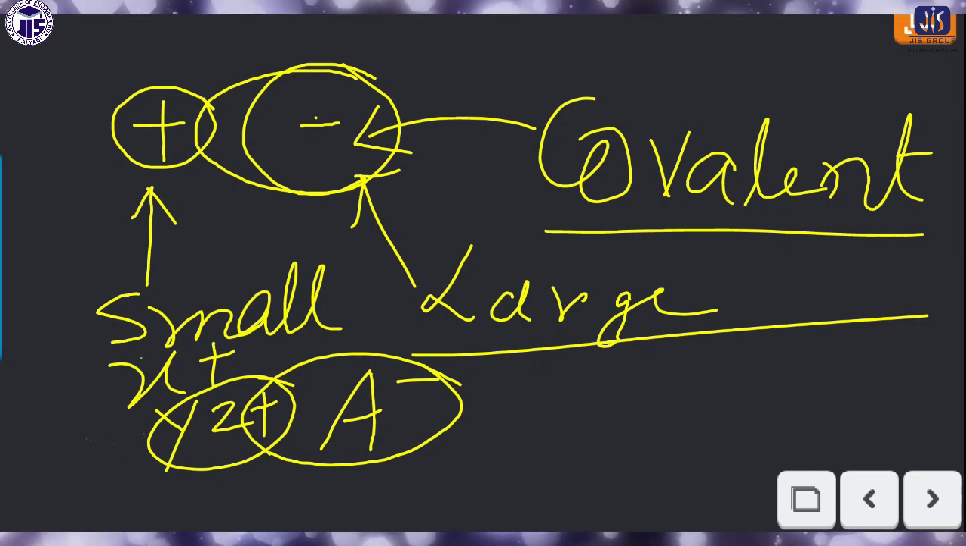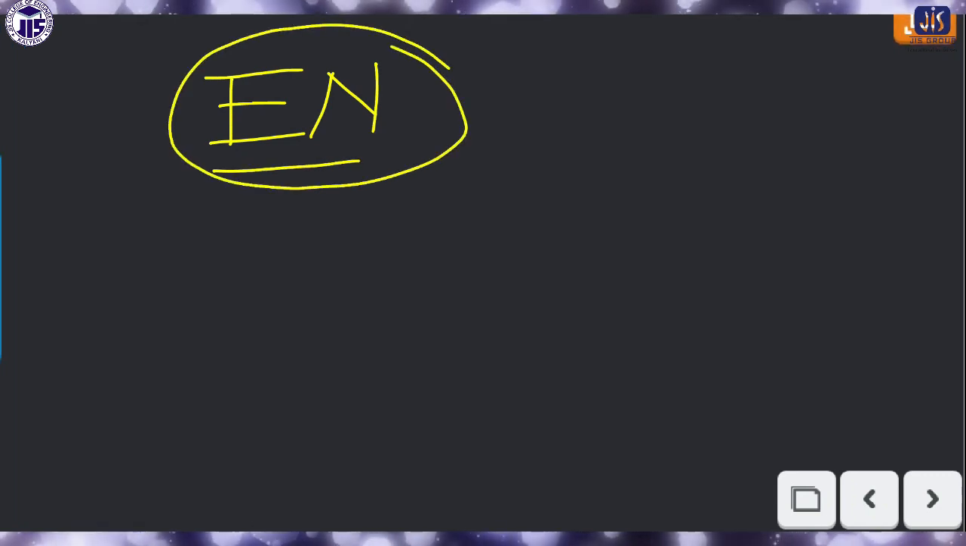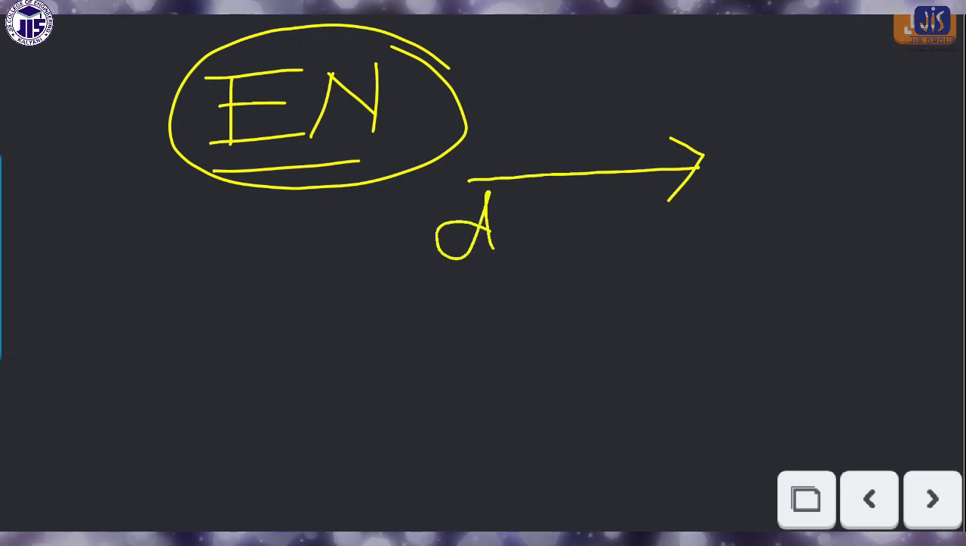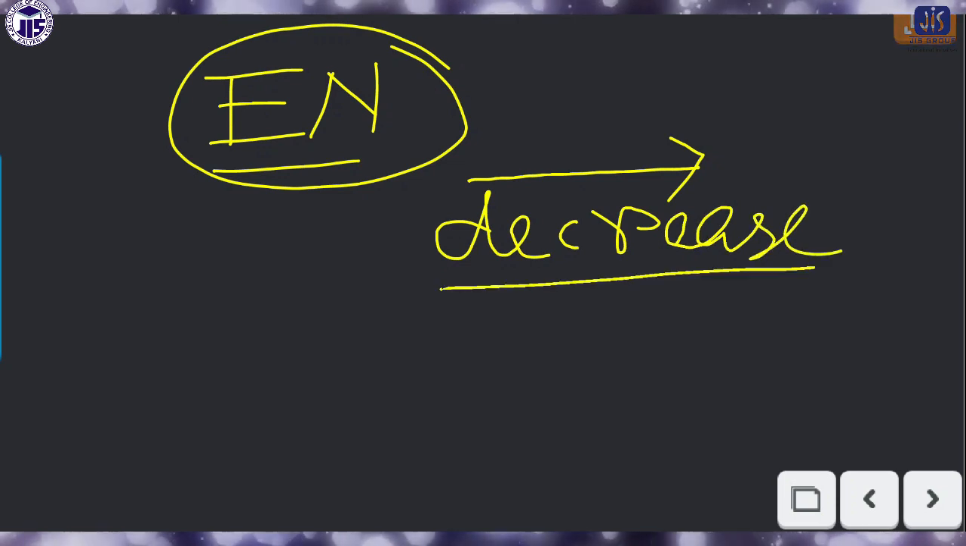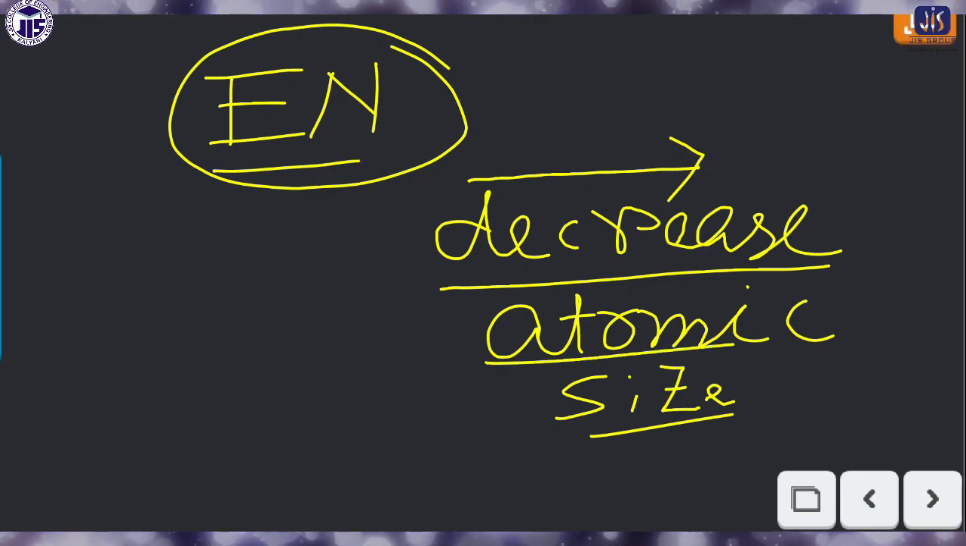Another thing you have to know is on which factors electronegativity depends, and what the trend of electronegativity is according to the period and according to the group. First of all, electronegativity increases with decreasing atomic size. This is the main fact you have to keep in mind. Electronegativity decreases with increasing atomic size.